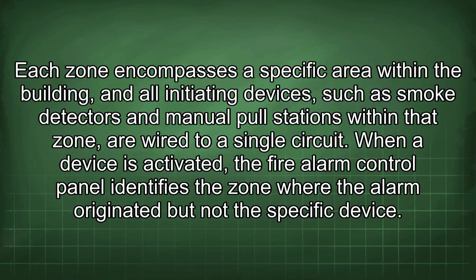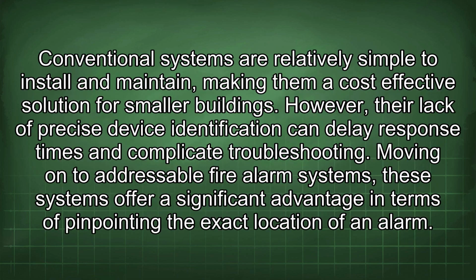Each zone encompasses a specific area within the building, and all initiating devices, such as smoke detectors and manual pull stations within that zone, are wired to a single circuit. When a device is activated, the fire alarm control panel identifies the zone where the alarm originated, but not the specific device. Conventional systems are relatively simple to install and maintain, making them a cost-effective solution for smaller buildings. However, their lack of precise device identification can delay response times and complicate troubleshooting.